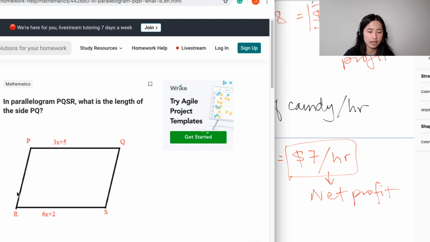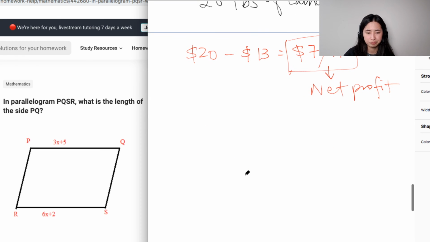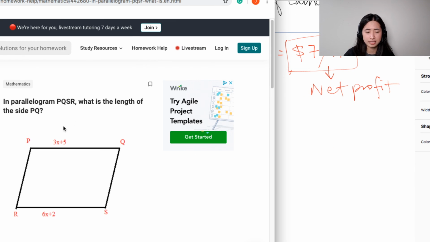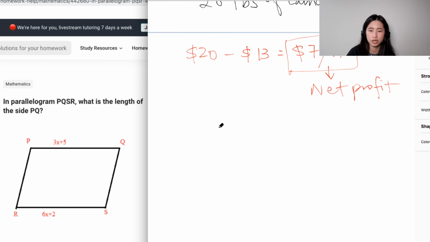So you can also say that PR is equal to QS. But you can never say that PR is equal to PQ. That's just a no-no. Because the opposite sides are equal, we can set up equations such as 3x + 5 = 6x + 2.